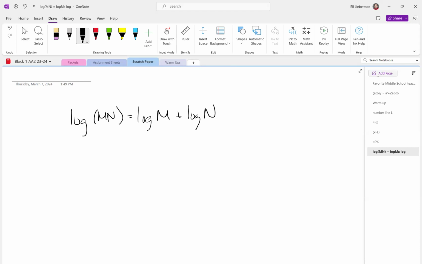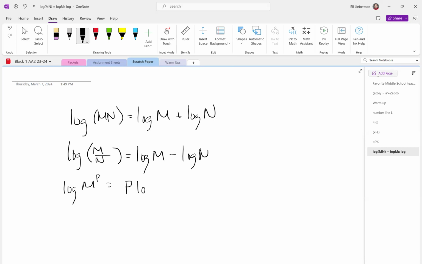Do you want to finish it off? You want to do the next 2? Oh, sure. The quotient rule. Log of M over n. It's just subtraction. log of m minus log of n is what you're saying? Yeah. Okay, and the third one? Log base b, and the argument is m to the power p. That's just p log, whatever the base is, right?